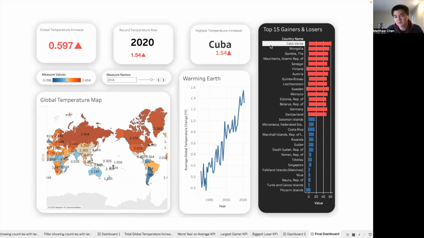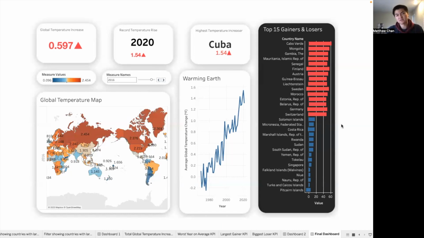So we have right here the top 15 gainers were Cabo Verde, Mongolia, Gambia, Mauritania, Senegal, Finland, Austria, Guinea-Bissau, Liechtenstein, Sweden, Morocco, Estonia, Belarus, Germany, and Switzerland. We see right here the top 15 losers were the Solomon Islands, Micronesia, Costa Rica, Marshall Islands, Rwanda, Sudan, South Sudan, Yemen, Tokelau, Singapore, Falkland Islands, Niue, Nauru, Turks and Caicos, and the Pitcairn Islands.